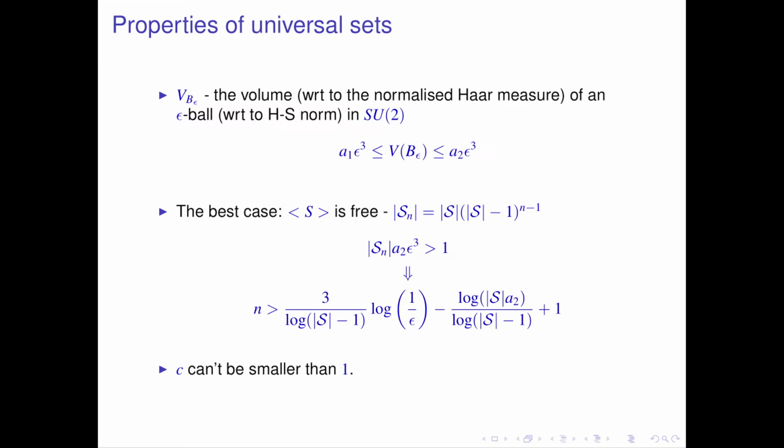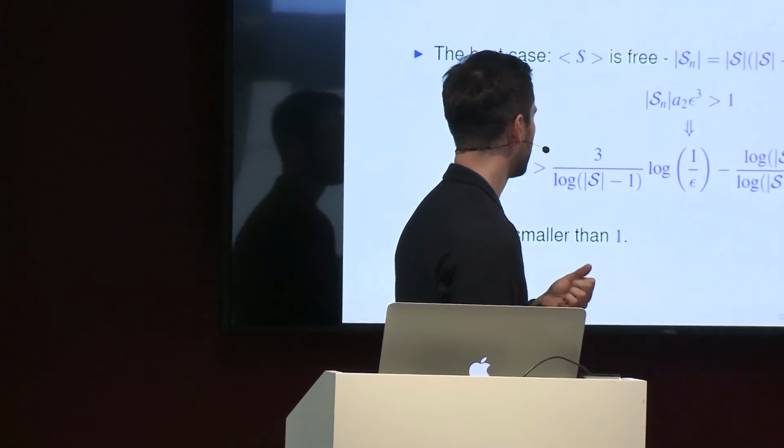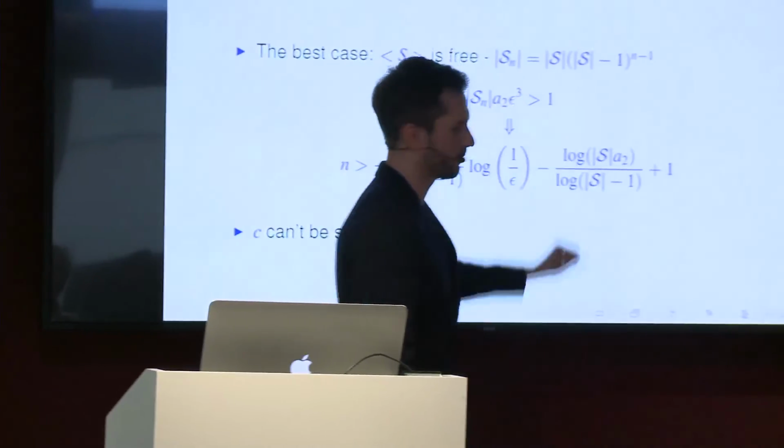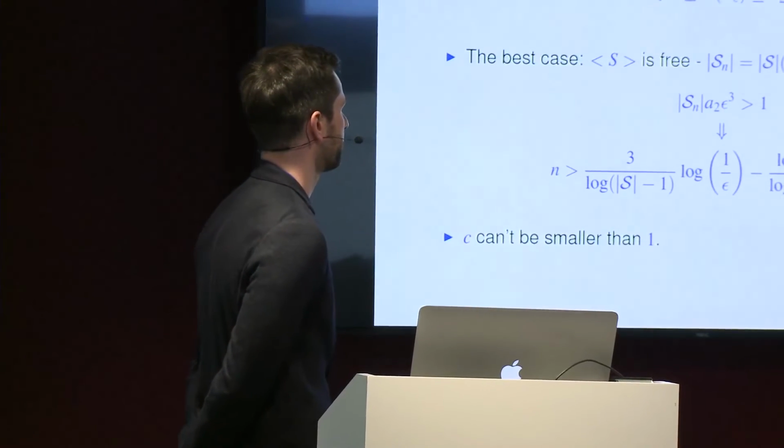So when I'm doing the multiplication, I always generate something new. And also, those elements are uniformly distributed over the whole group. So this is the best possible case. In the best possible case, how many words of length n do I have? I can choose the first gate this many times, so as the cardinality of the set of the given gates.